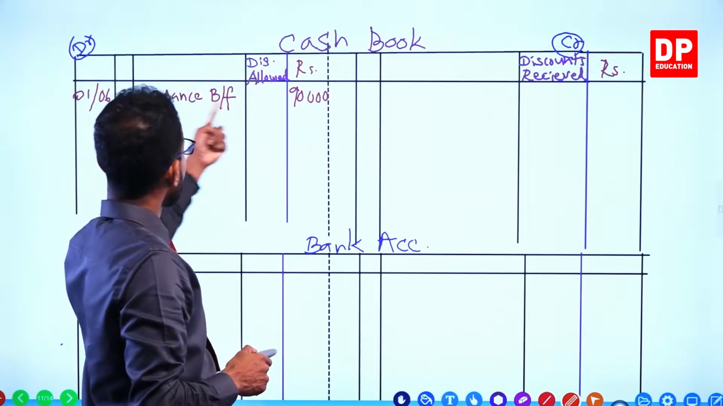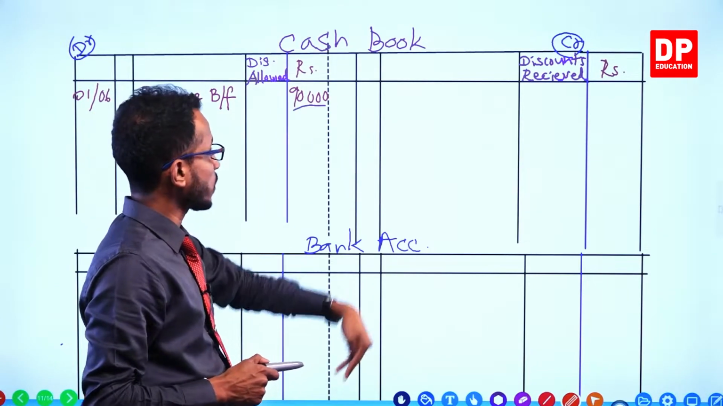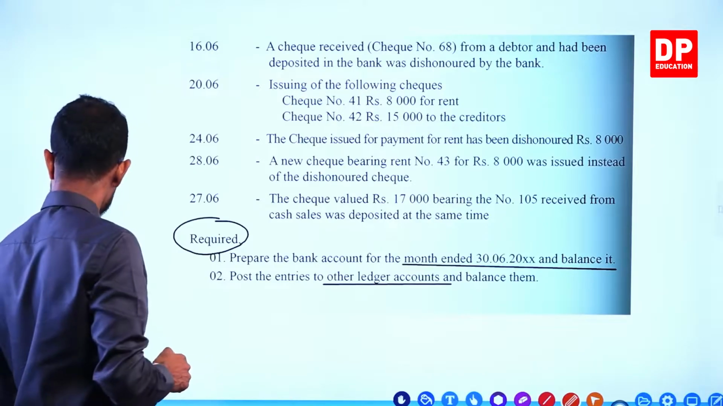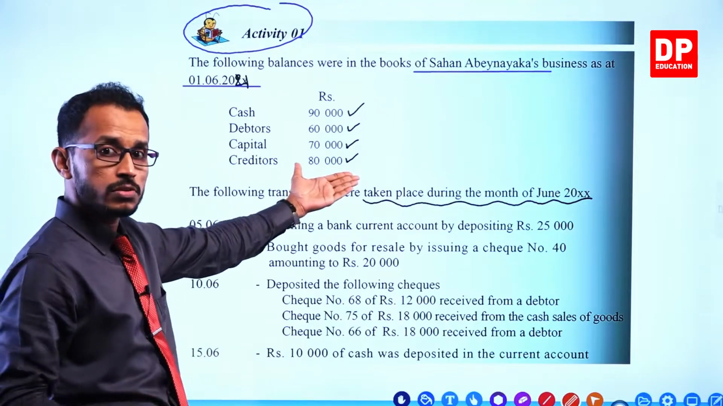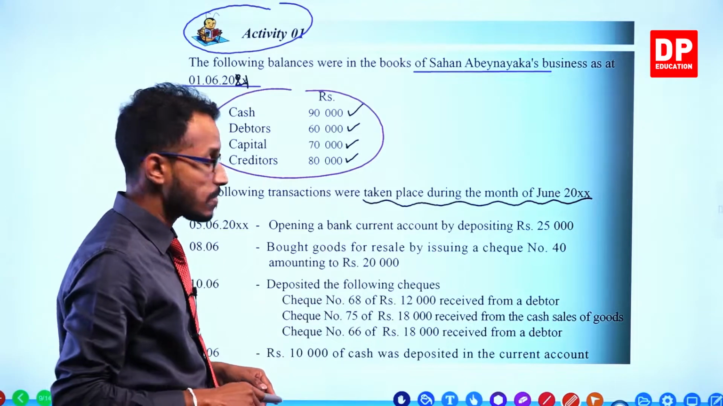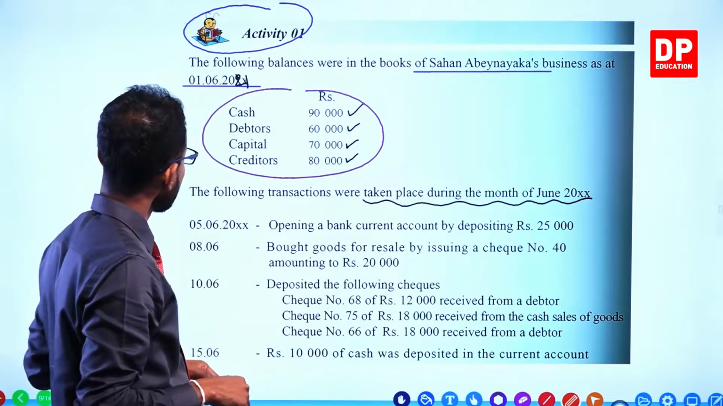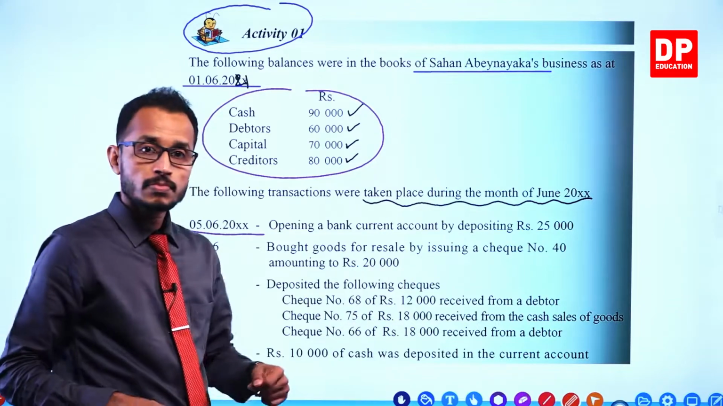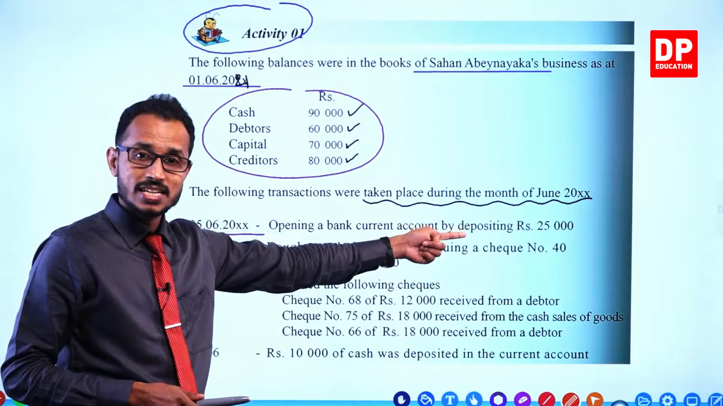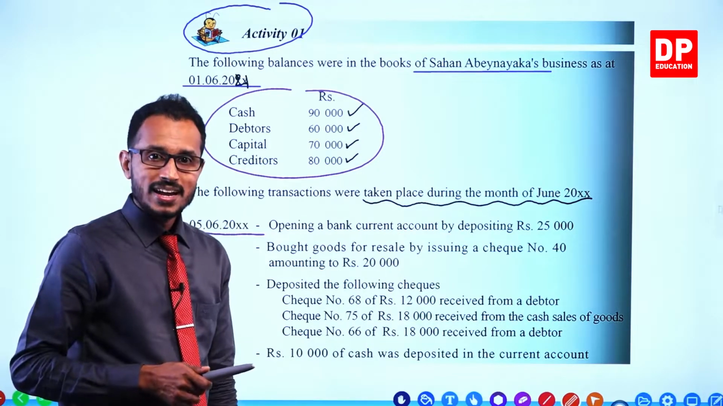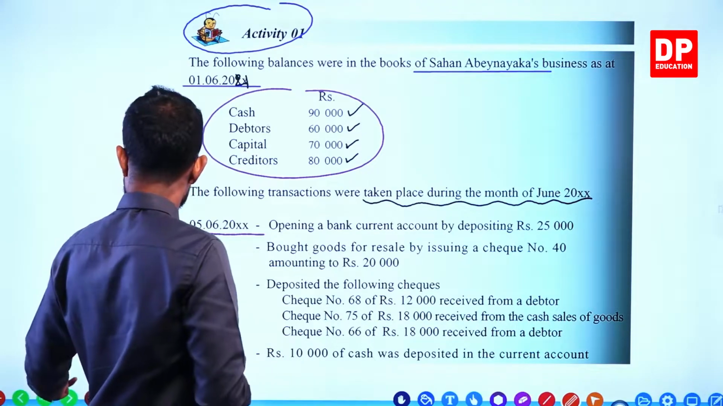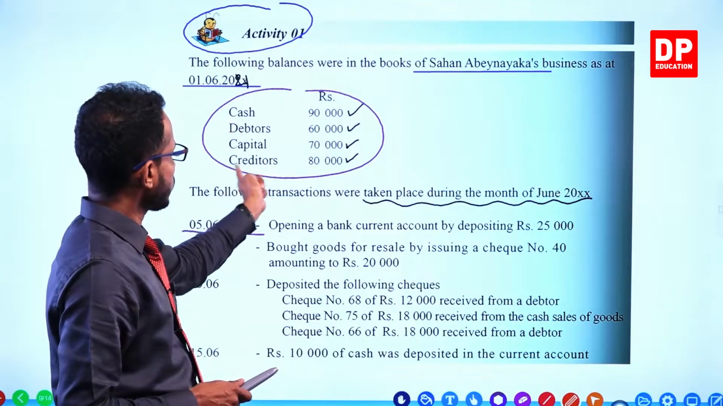Cash book and the balance is recorded. It is 90,000. Okay? Now, check whether we have a bank balance, children. Among the balances, no bank balance. Not yet. Bank account is not open yet. We checked the very first transaction and we decided that we need a bank account. That's why we ruled the bank account. We have debtors 60, capital 70, creditors 80.